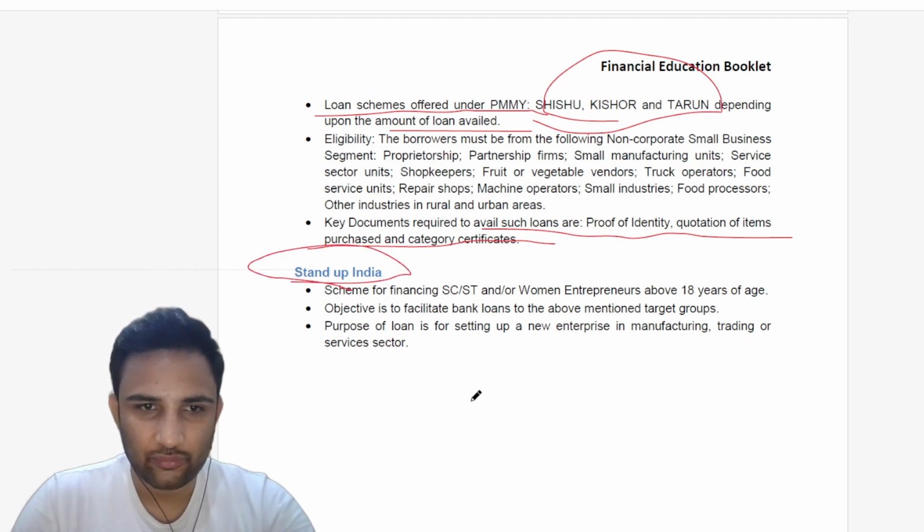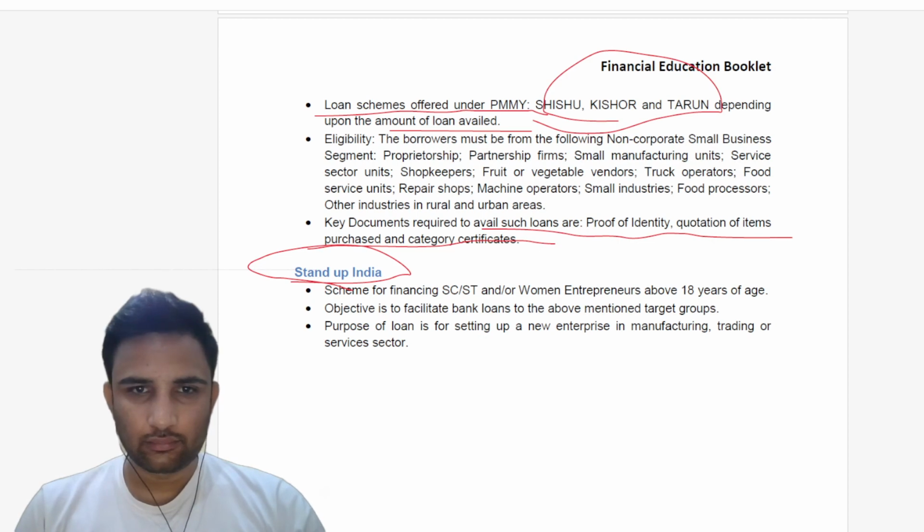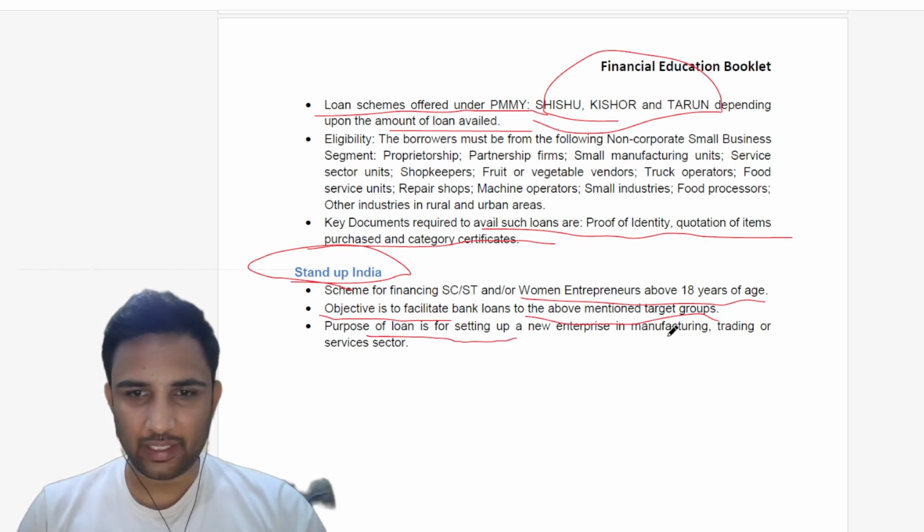The next scheme we have is Stand Up India. This is a scheme for financing SC, ST, and women entrepreneurs above 18 years of age. The objective is to facilitate bank loans to the above mentioned target groups. The purpose of the loan is for setting up a new enterprise in manufacturing, trading, or the service sector.